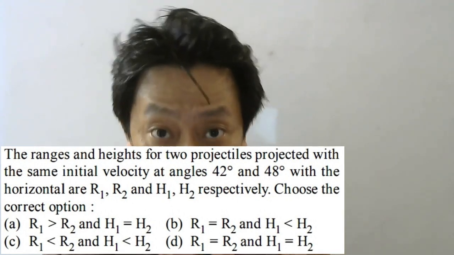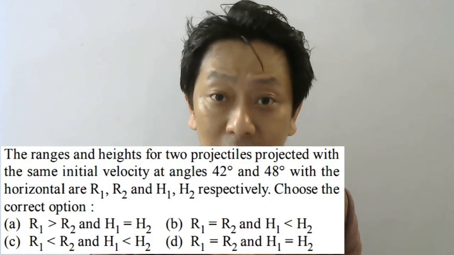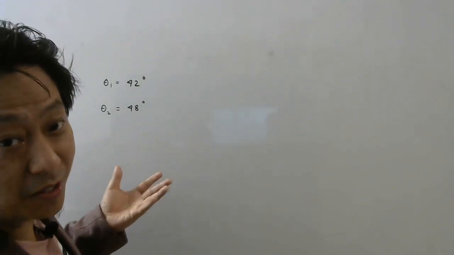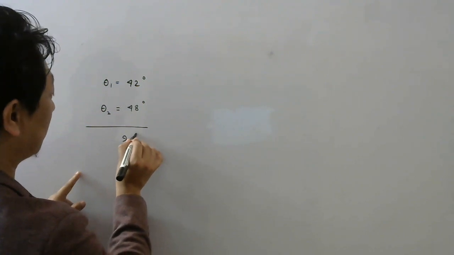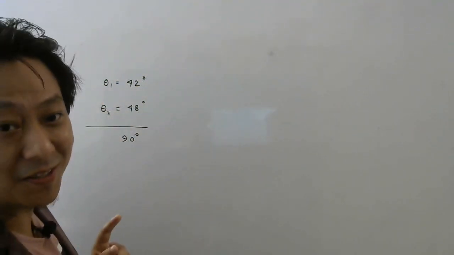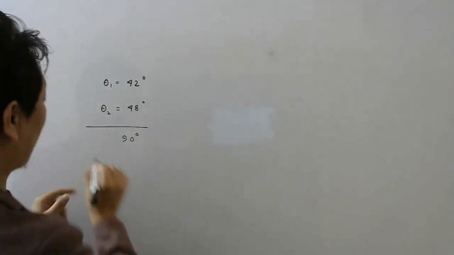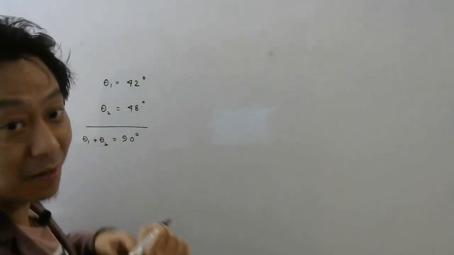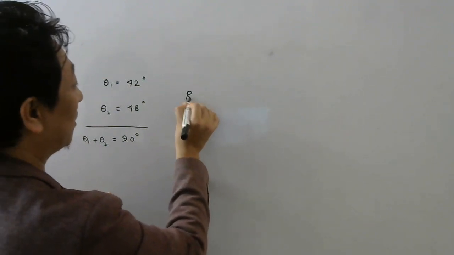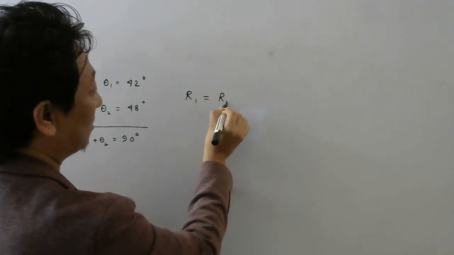42 degree and 48 degree. Choose the correct option. So you can see these two angles, if you add, you will get 90 degree, isn't it? That means they are complementary angles. So if they are complementary angles, then by adding you will get 90. And for complementary angles, we know the range is equal, isn't it?